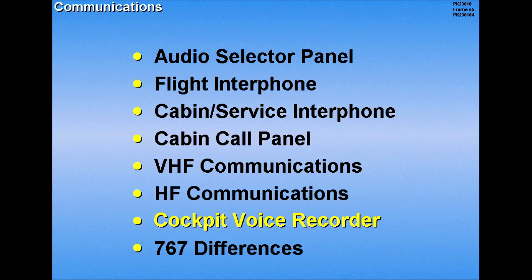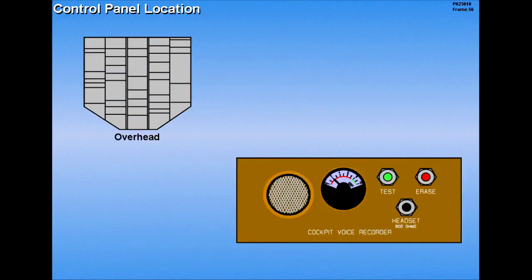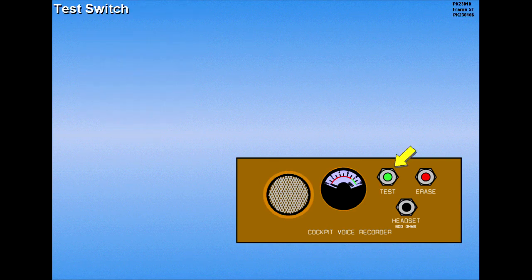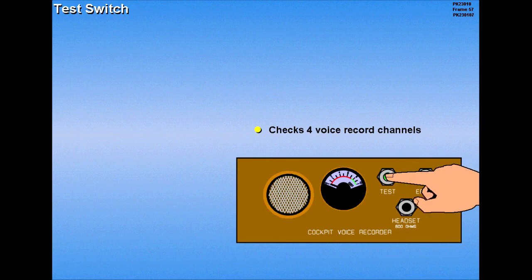Let's discuss the cockpit voice recorder. The cockpit voice recorder control panel is located on the overhead panel. The test switch is used to check the 4 voice record channels. When the switch is pressed, the monitor indicator needle deflects into the green band, then pulses 4 times if all 4 channels are operating.